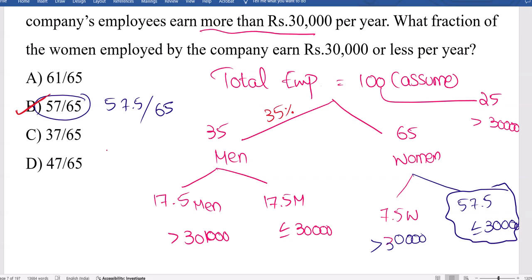Guys, how did you get the 7.5? Among 25, 17.5 are men. So the remaining 7.5 should be from women. Right.